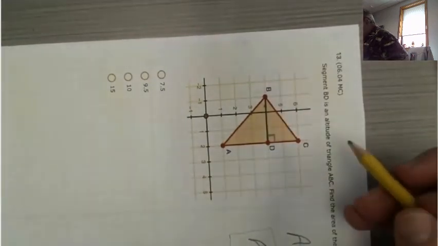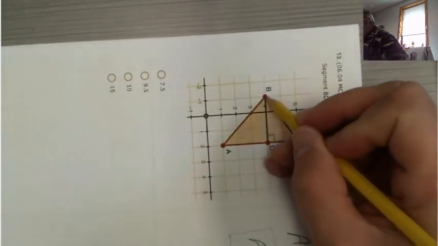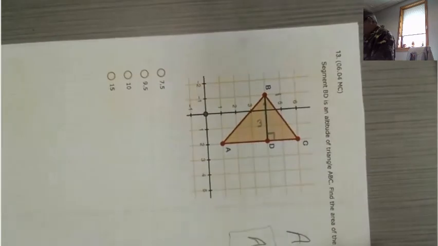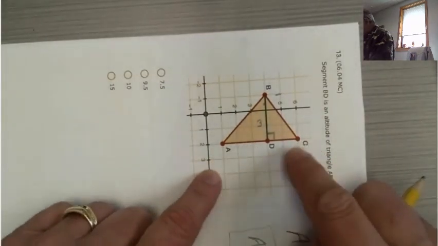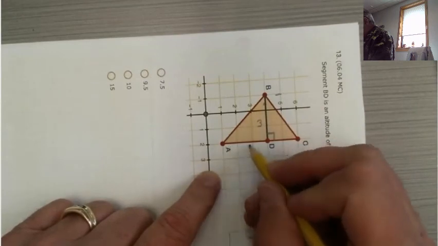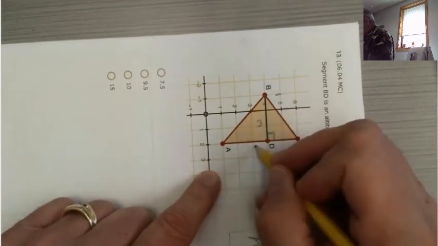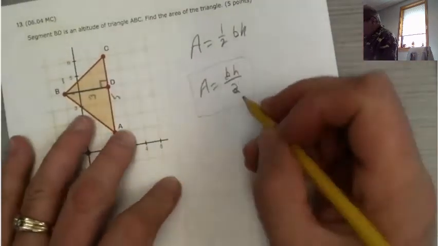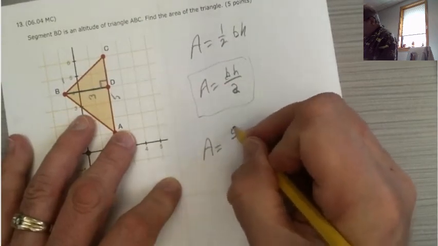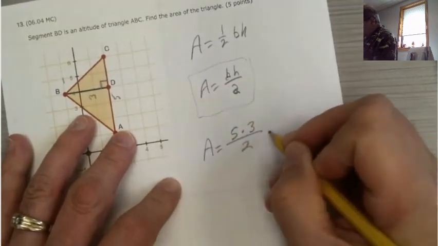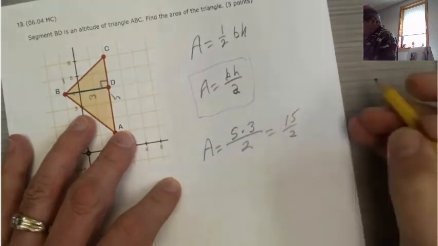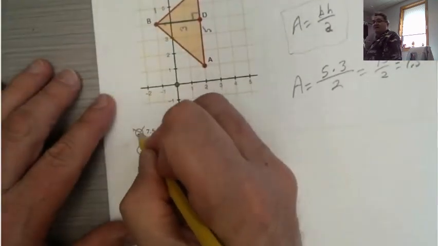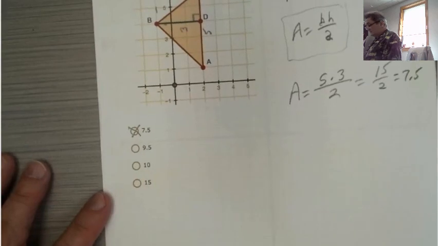So how tall is that? 1, 2, 3. Those are all points that are on the line, so we can just count them as a height of 3. And how long is the base? Since this is the height, this is the base. 1, 2, 3, 4, 5. Okay, so height of 3, base of 5. Area equals base of 5 times the height of 3 divided by 2. 15 divided by 2, which is the same as 7.5 as a decimal. There we go, 7.5.